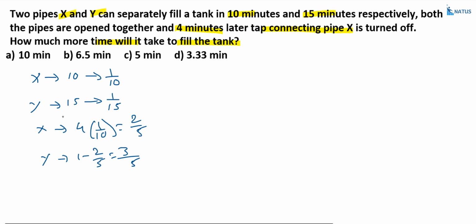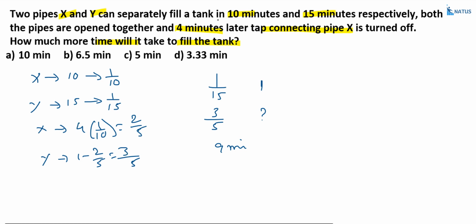Now, what is the capacity of Y? In 1 minute, it covers 1 by 15th part. Here 1 by 15th part is covered in how many minutes? 1 minute. Here what we require is 3/5 of the part. Here you will equate the denominators. So how will you equate? You will multiply the numerator and the denominator by 5. Then this becomes 9 by 15. So how many minutes are required? 9 minutes are required to fill 3/5 of the part, right?